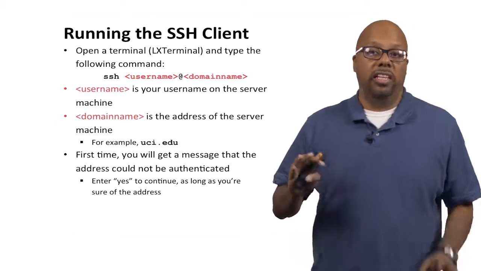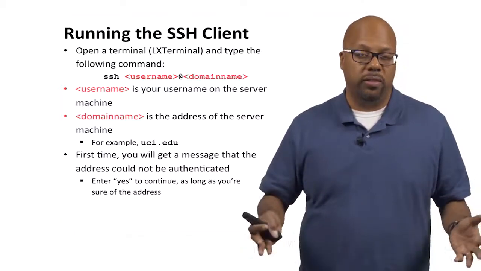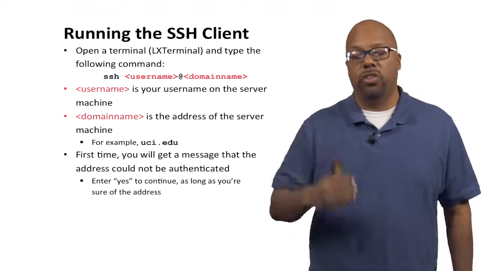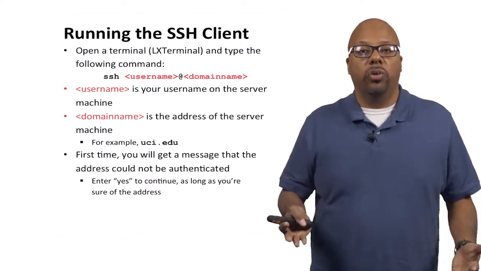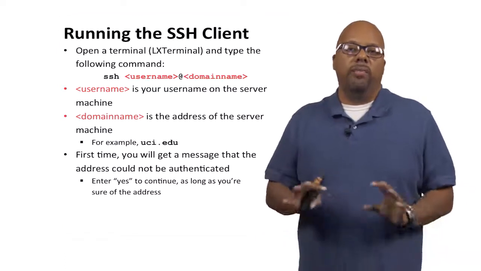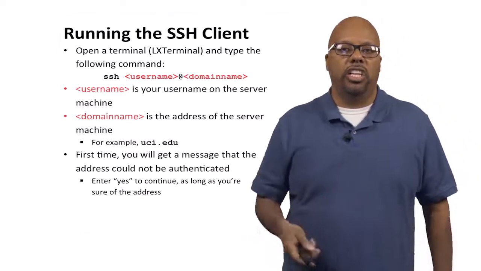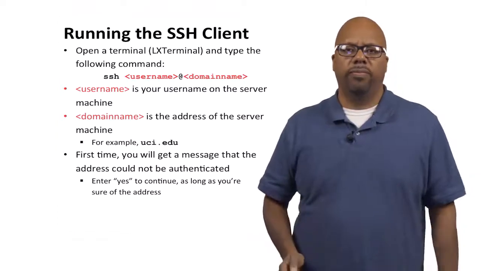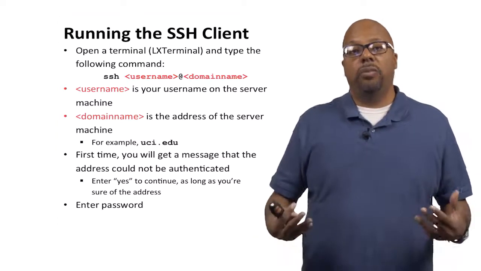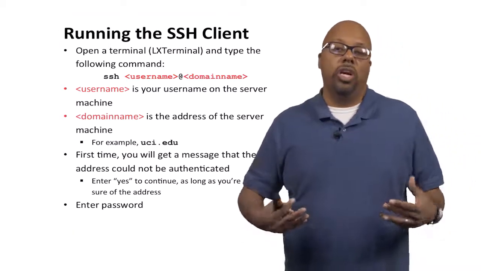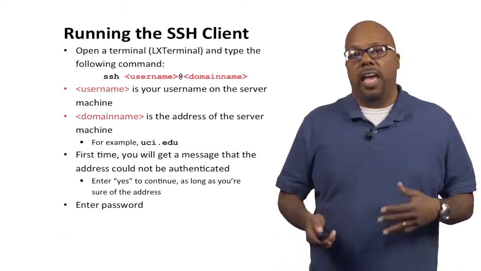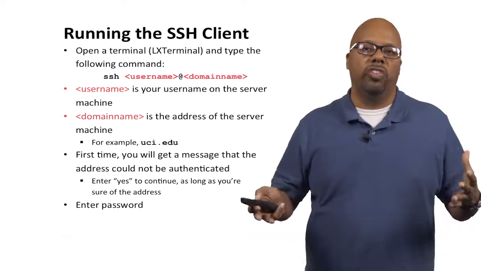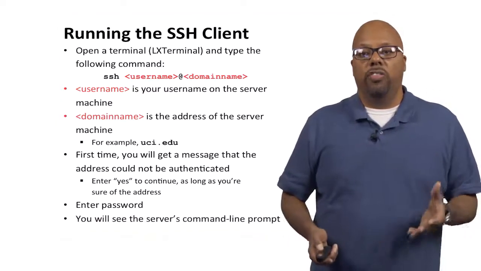Then it'll ask you, are you sure you want to make the connection? If you know that address is correct, so if you know uci.edu, let's say, is where you actually want to connect to, then you type yes and hit enter and it'll continue. And it'll remember that for the next time. It stores it in a file. Then it'll prompt you for the password. So you'll type in whatever the password is. And after you type in the password, you'll see exactly what you would see if you were sitting at the machine, which will eventually be a prompt.